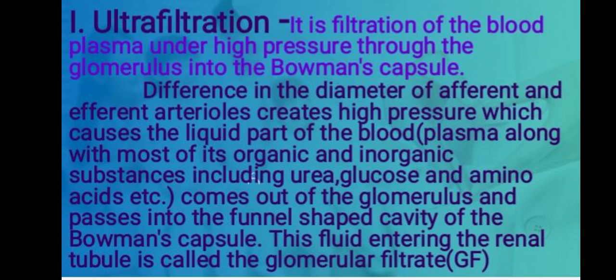The difference in the diameter of afferent and efferent arterioles creates high pressure, which causes the liquid part of the blood, plasma, along with most of its organic and inorganic substances including urea, glucose and amino acids etc., to come out of the glomerulus and pass into the funnel-shaped cavity of the Bowman's capsule. This fluid entering the renal tubule is called glomerular filtrate.